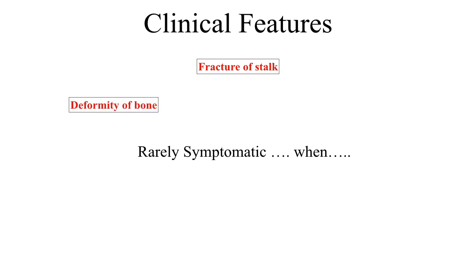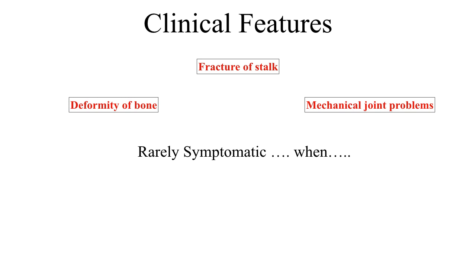But very rarely, these osteochondromas can also become symptomatic in the following conditions. The first and foremost is when the stalk by which it attaches to the underlying bone fractures, it may cause pain. And when it affects the growth plate, especially in multiple exostosis, it can cause deformity of the bone. Like for example, in a case of distal femur, it can cause genu valgum or genu varum.